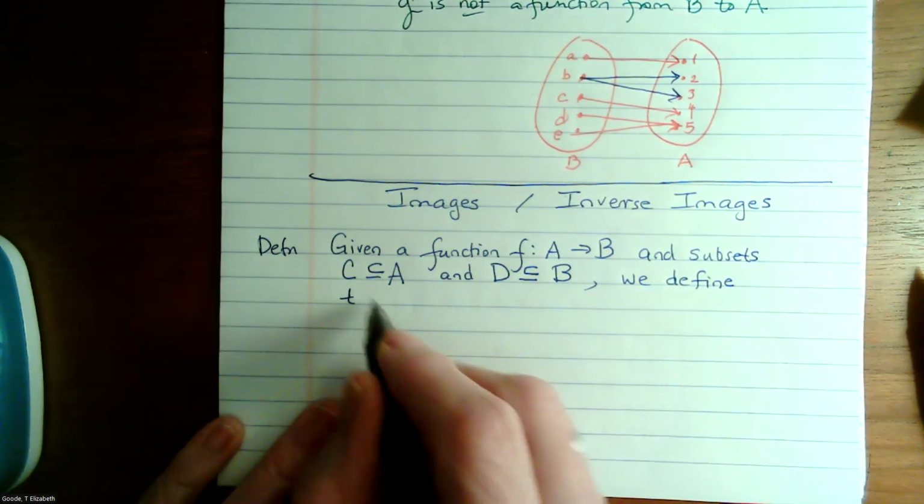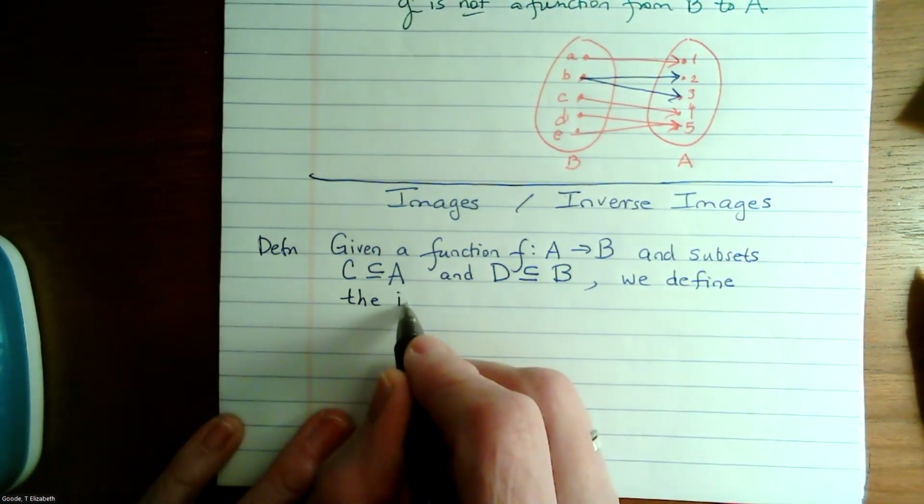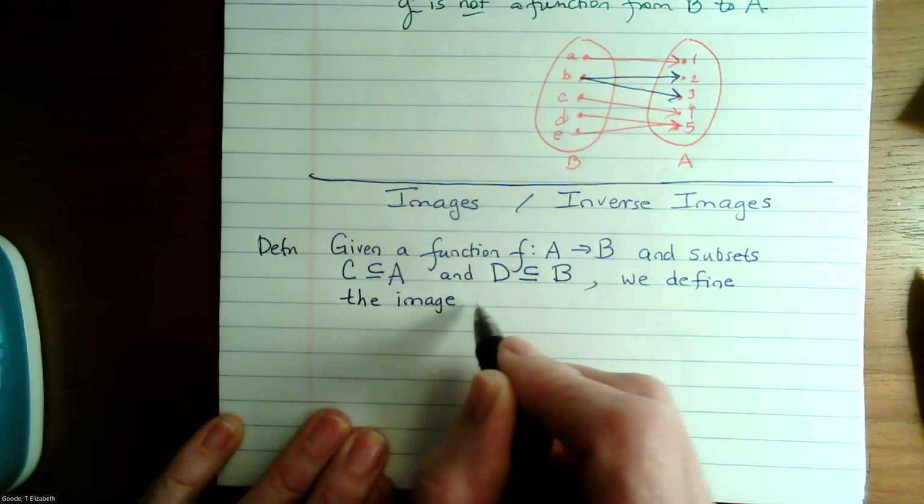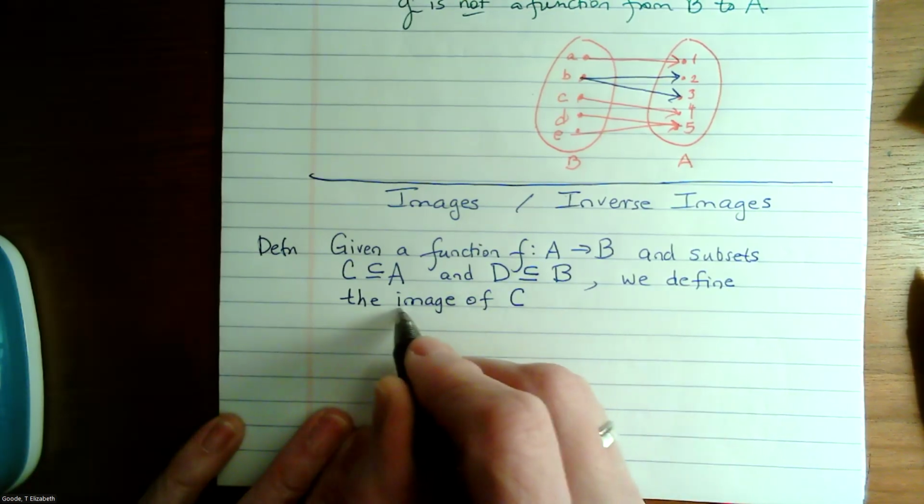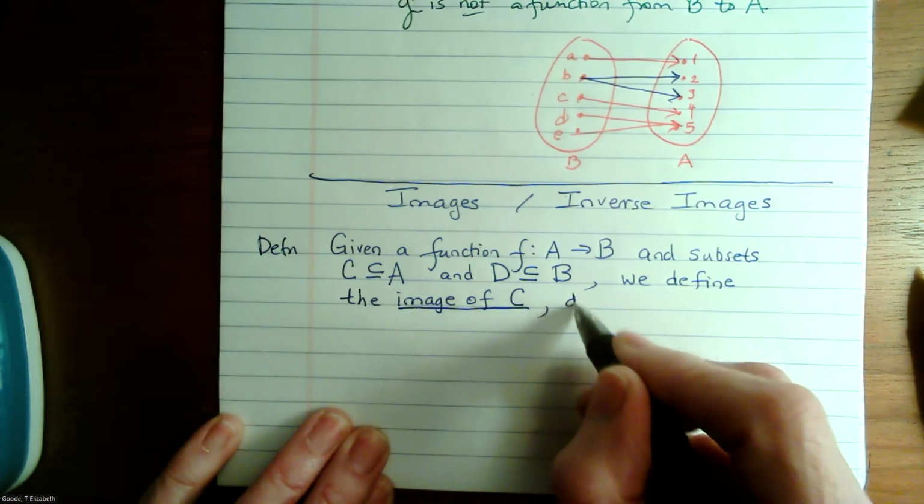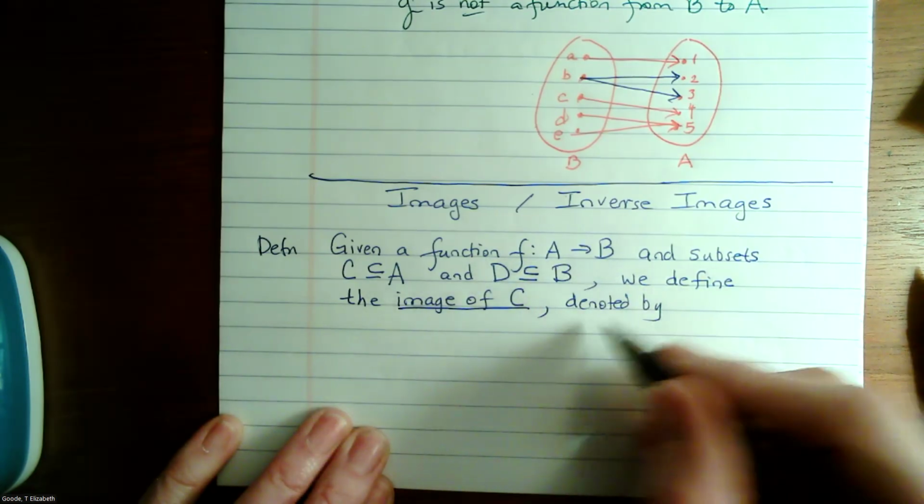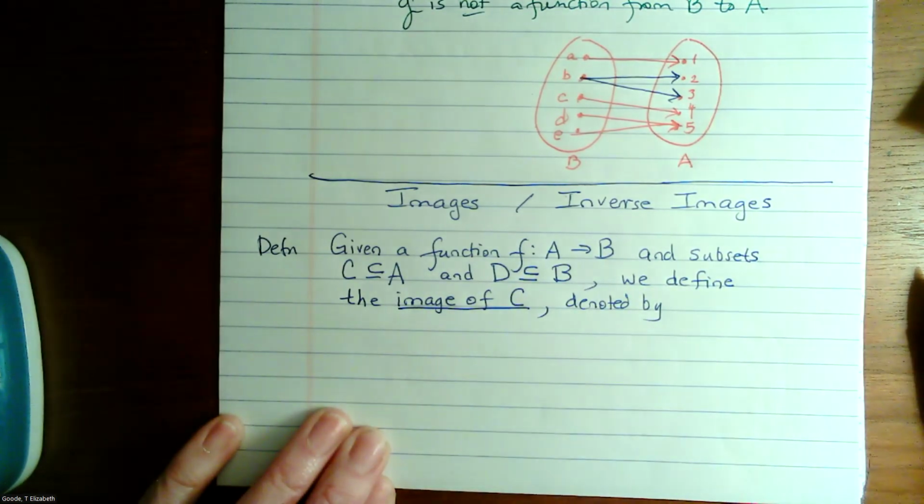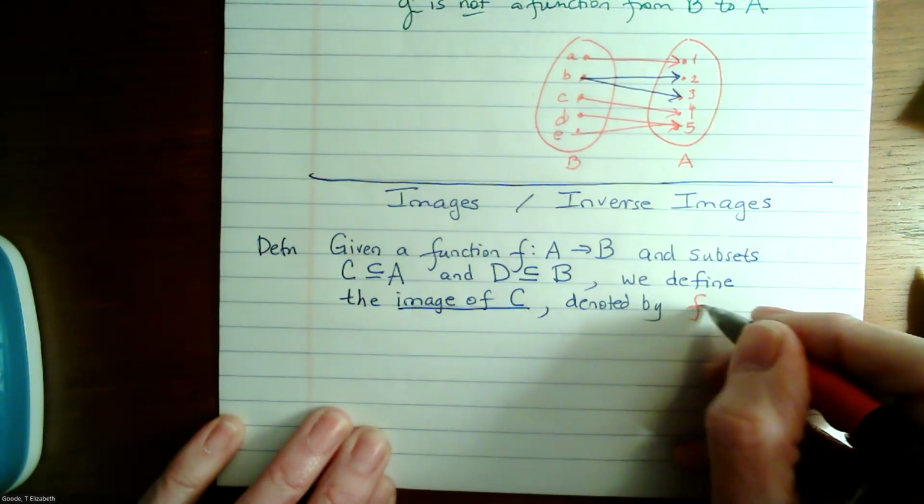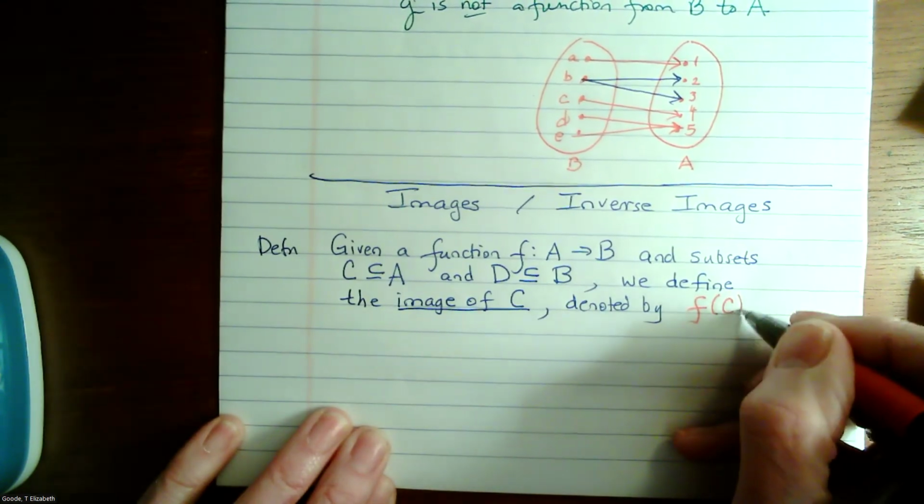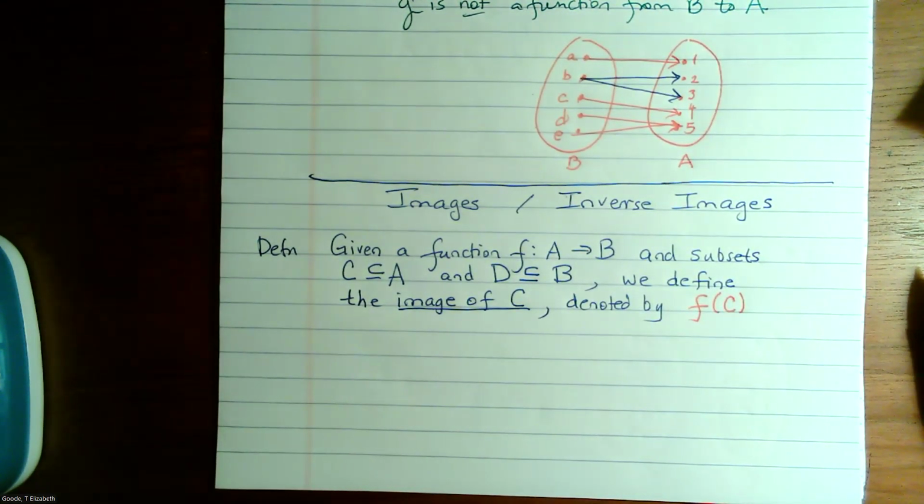well, we're going to have two definitions. The first one is the image of C, and it's denoted by, it's the image of C under f, but I'll just say the image of C. It's denoted by f(C). The whole function is f(A), but we're looking at a subset of A called C. So the image of C is called f(C).